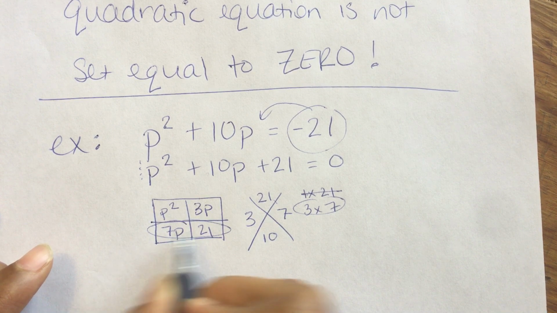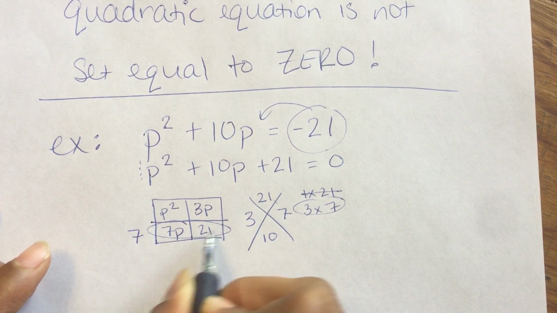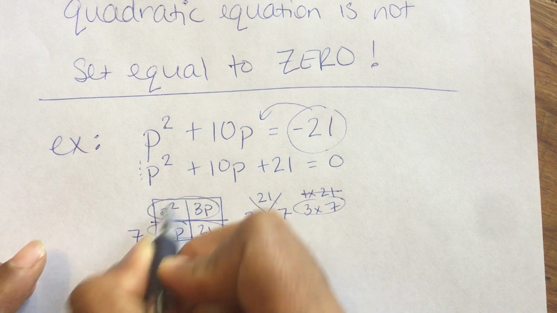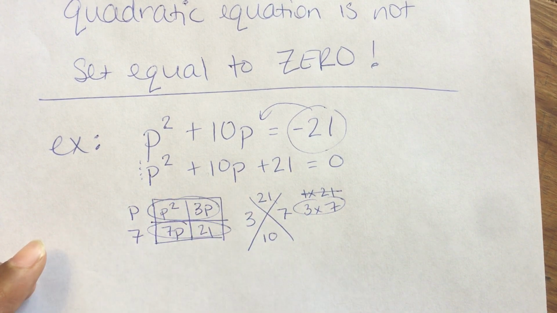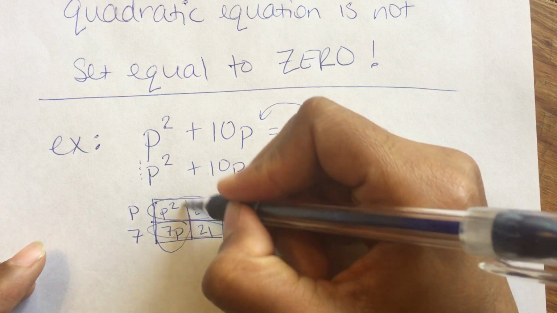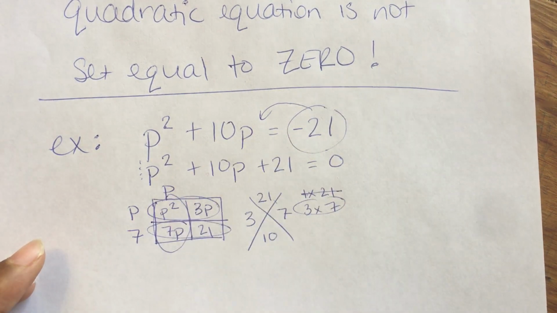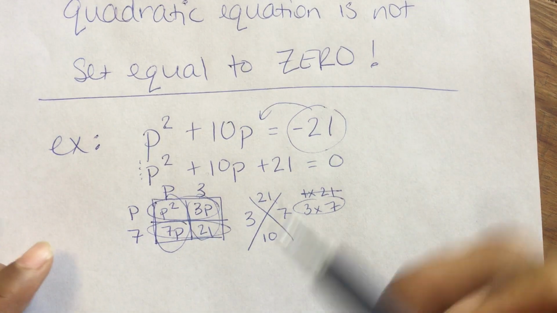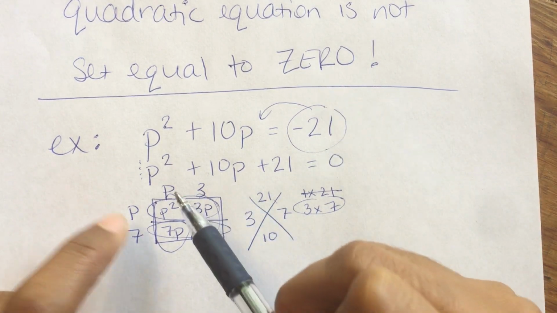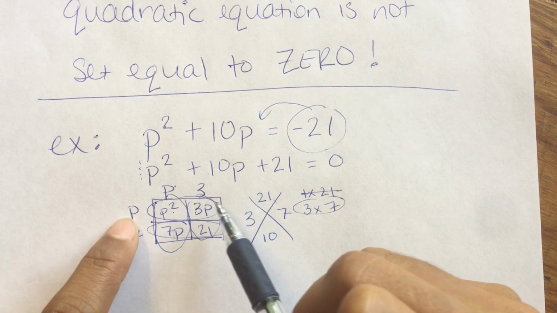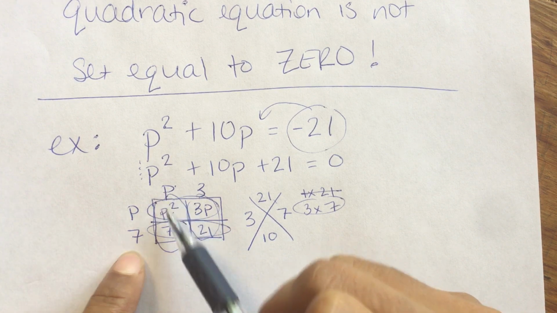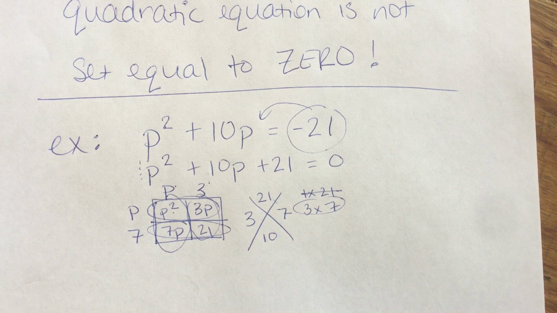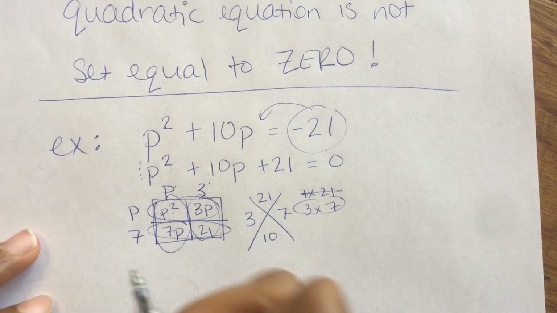GCF of the bottom row, 7. There are not p's in both parts, so just put a plain old 7. Here, GCF of this row, p. GCF of the first column, p. GCF of the second column, 3. Let's double check it. Make sure it worked out. P times P. Yep. P times 3, 3p. P times 7, 7p. 7 times 3, 21. All right, so it looks like we found our factors.